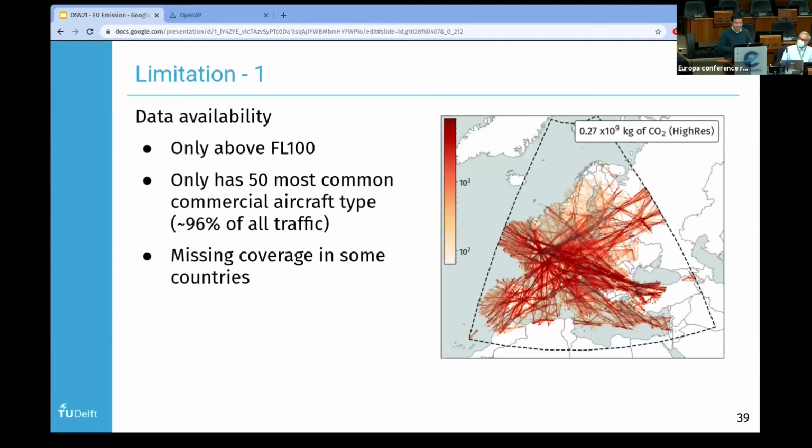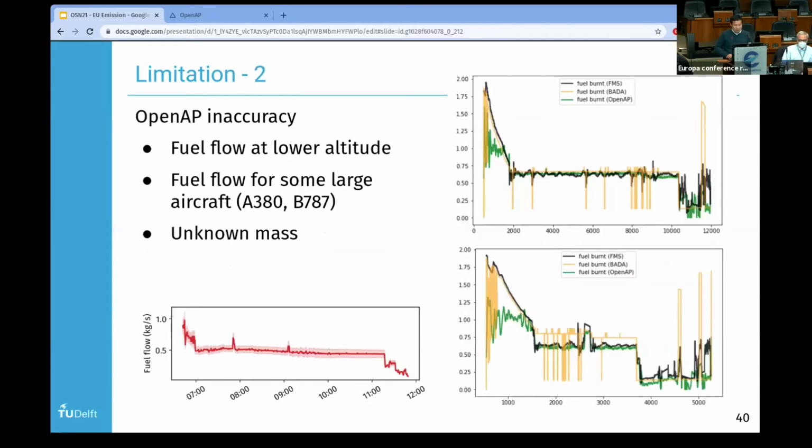So as I said, my scientist hat was off, engineer's hat was on. Now I want to put back on my scientist hat. I want to be critical about our approach. So we only have data about above flight level 100. We only have the 50 most common aircraft types. This is 90% of all traffic, and we do miss coverage in some countries. And OpenAP is also inaccurate at low altitude, there is some uncertainty.